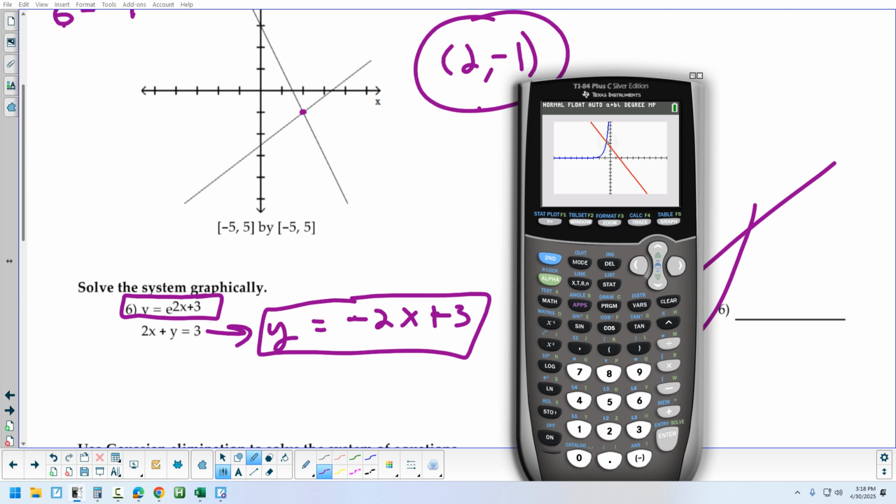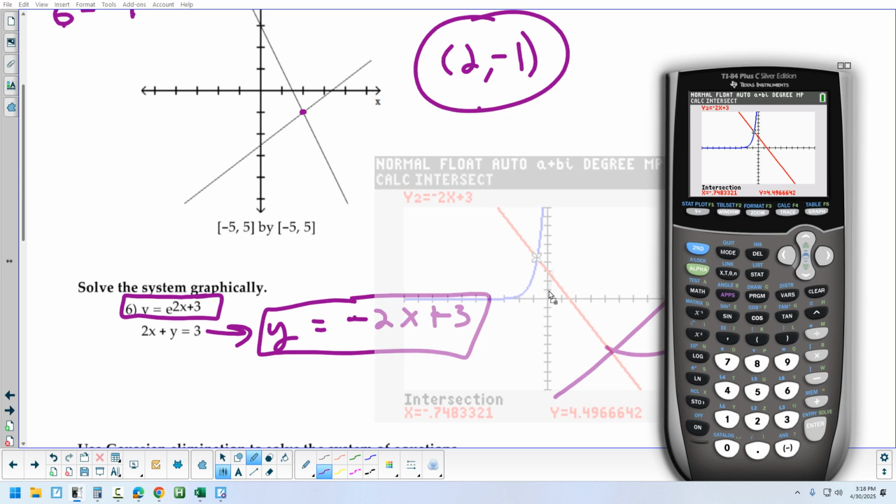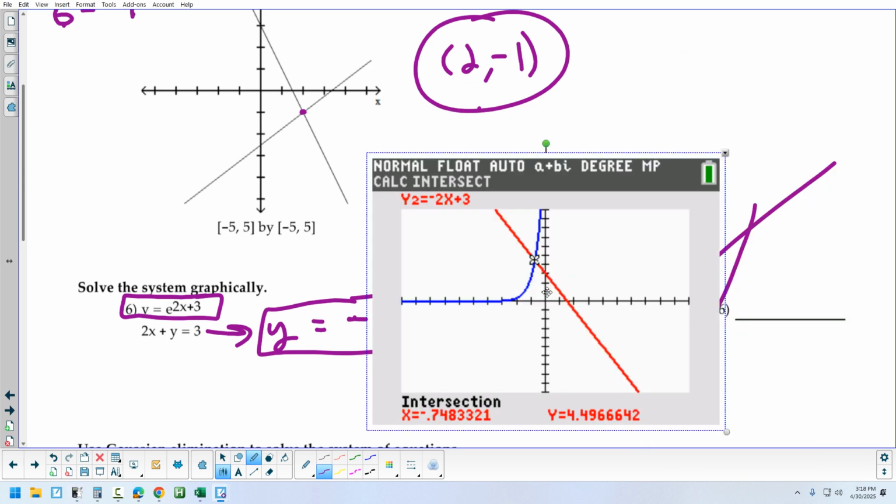So how are we going to figure out where that is? Second, calc, intersect. And we'll just hit enter, and there's your answer. So to solve a system graphically, we just have to see where they cross. Any question on that one?